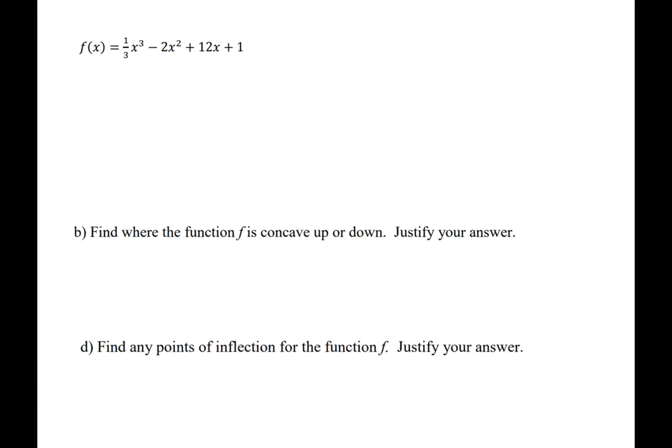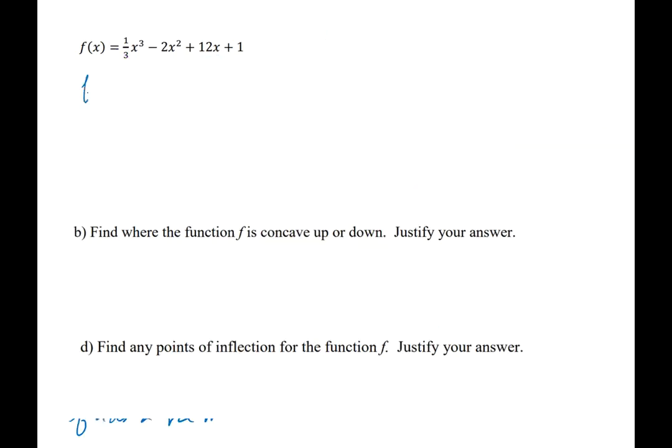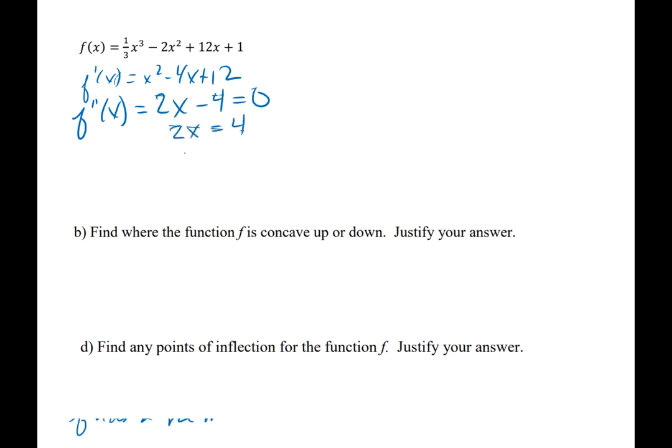All right, so in this part, same equation, but now we've got to look at the concavity and the point of inflection. So that comes from the second derivative. So I'm going to go grab my first derivative over here. So I'm going to grab this x squared minus 4x plus 12. So f prime of x equals x squared minus 4x plus 12. I'm going to take the derivative. So derivative of x squared is 2x. Derivative of negative 4x is negative 4. Set it equal to 0. Get my critical numbers. So add 4, divide by 2, I get 2. So 2 is my critical number.